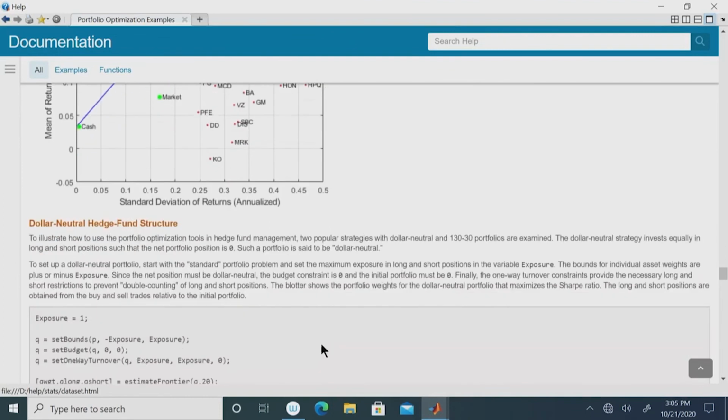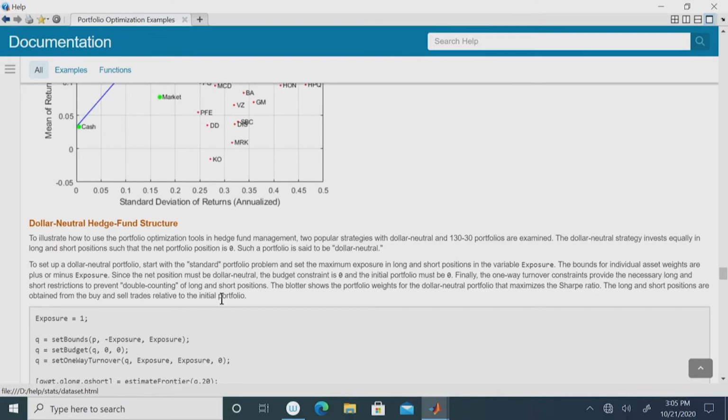Now, let us first talk about what the dollar neutral strategy is. The dollar neutral strategy, as the name suggests, involves some sort of neutrality. More specifically, it is the one where one invests equally in long and short positions such that the net portfolio position is 0.